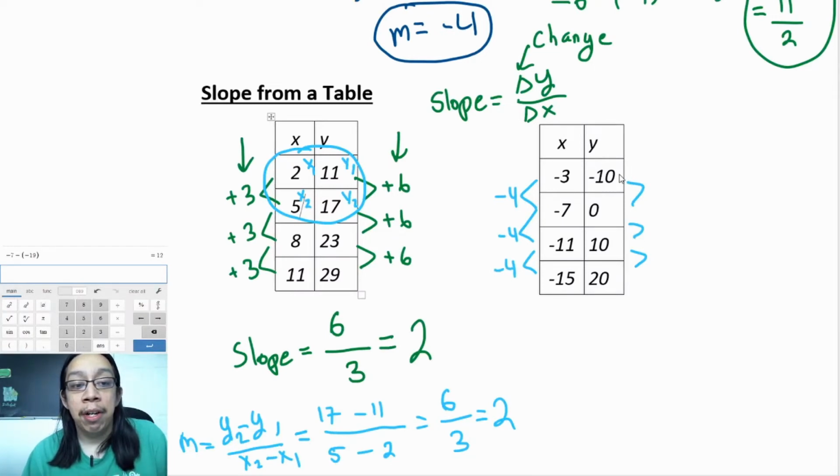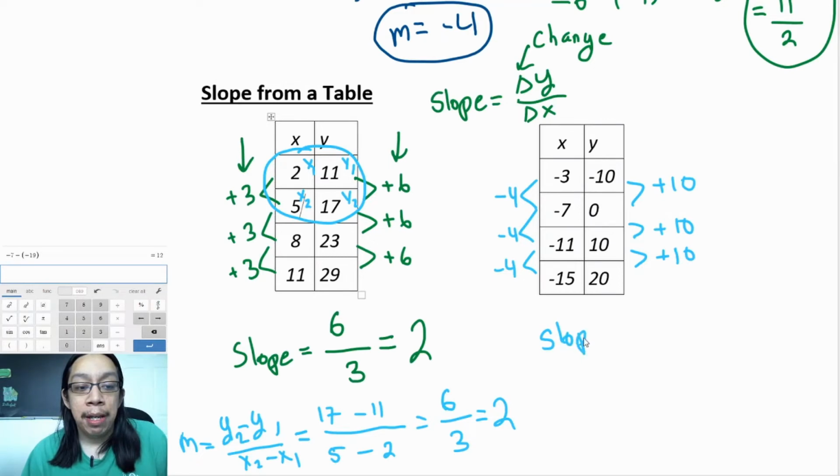What about over here? Well, my numbers are going up, so that means I'm adding something each time. But what number am I adding? Well, from negative 10 to 0, I basically have to add 10 to cancel it out. From 0 to 10, that's plus 10. From 10 to 20, again, that's plus 10.